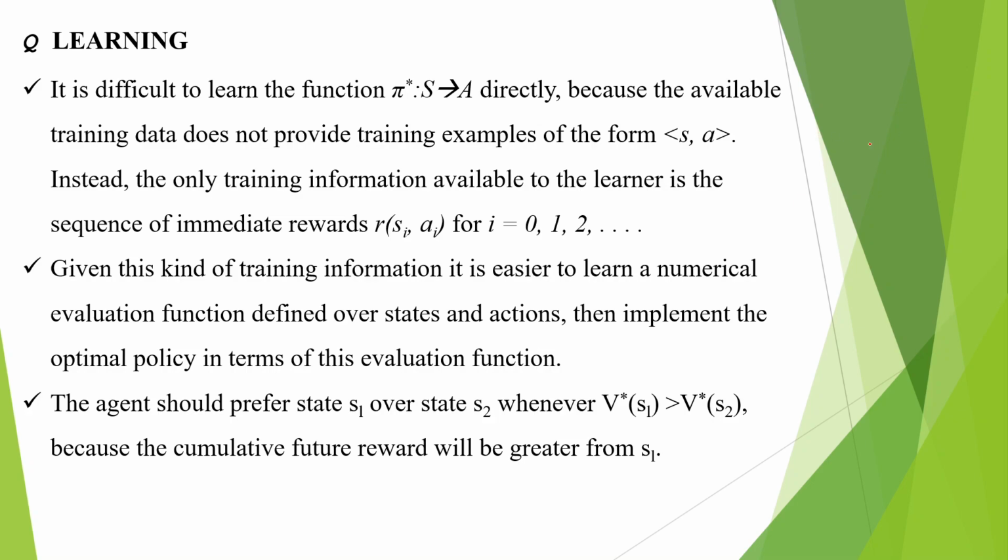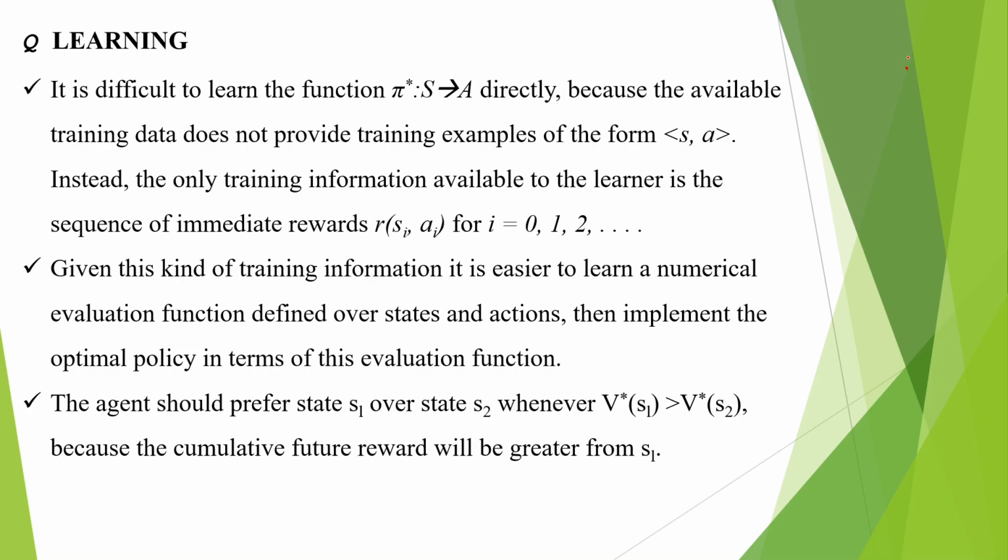Because the available training data does not provide training examples of the form S comma A. Instead, the only training information available to the learner is the immediate rewards it gains after applying a particular action. For the respective state, the available actions are known, and if it applies a particular action, it gains a certain reward. Only that type of information is available.